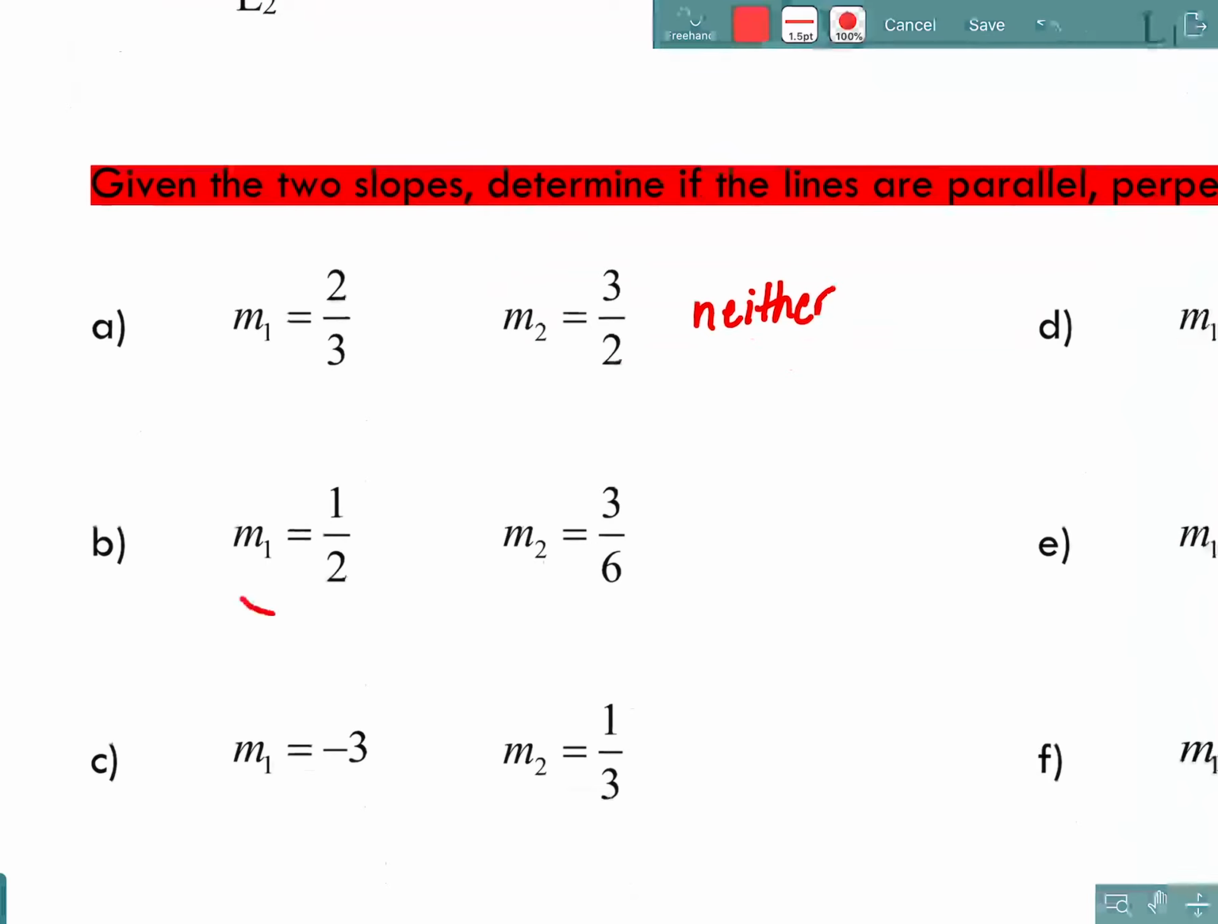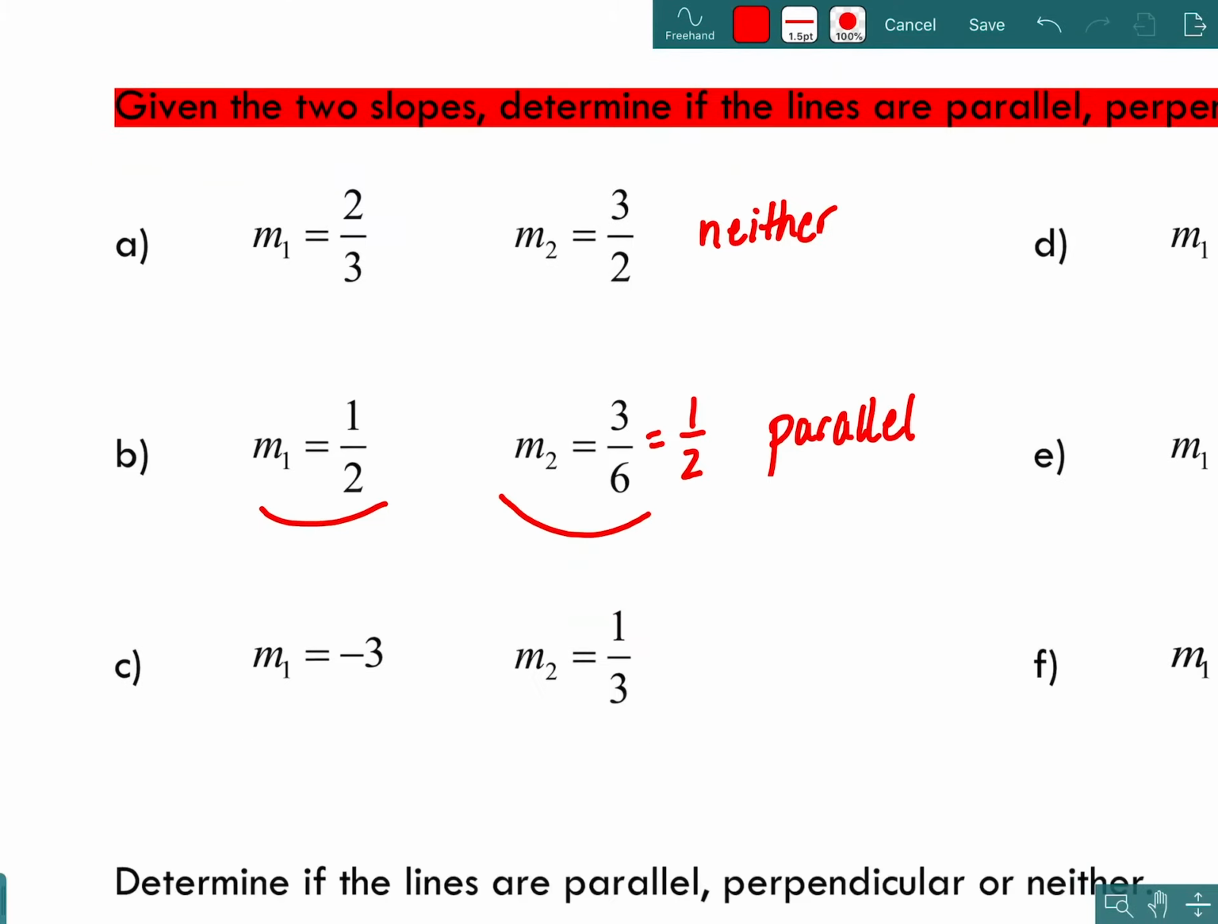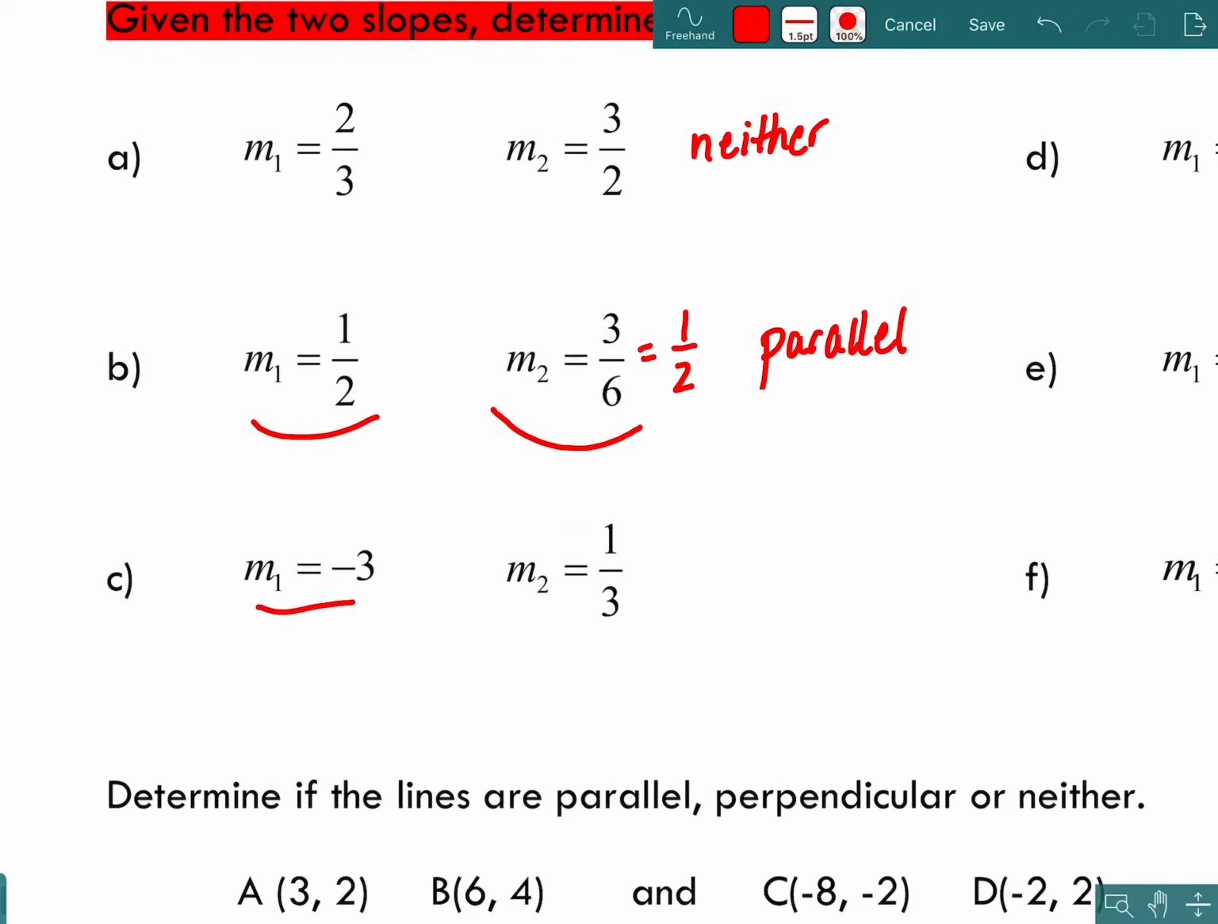In the next question, we've got a slope of 1/2 and a slope of 3/6. But remember, we can reduce that fraction by dividing by 3, so we can see the slopes are the same, so they're parallel. Down here, we've got a slope of -3 and a slope of 1/3. -3 is the same as -3/1. So if we flip it and multiply by -1, we'd get 1/3. So these two slopes are negative reciprocals. Therefore, these lines are perpendicular.